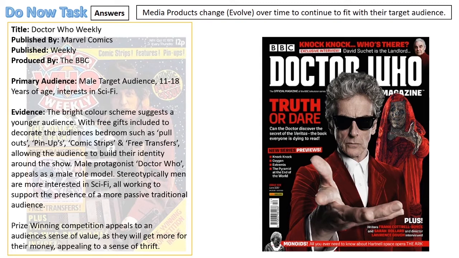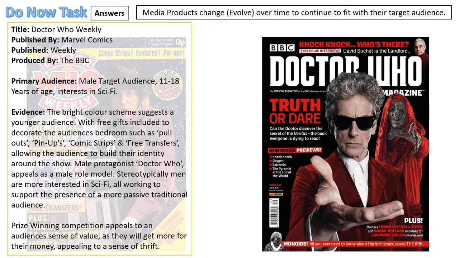Now, it's quite unlikely that older people, or people outside this age group, are going to have pin-ups or posters in their bedrooms. So that's where you can kind of stop the age demographic from moving on further. But obviously you've got a male protagonist in Doctor Who, so he appears as a role model, and therefore more identifiable with men. And stereotypically, men are more interested in sci-fi. These are changing, but all work to support the presence of a more passive traditional audience.